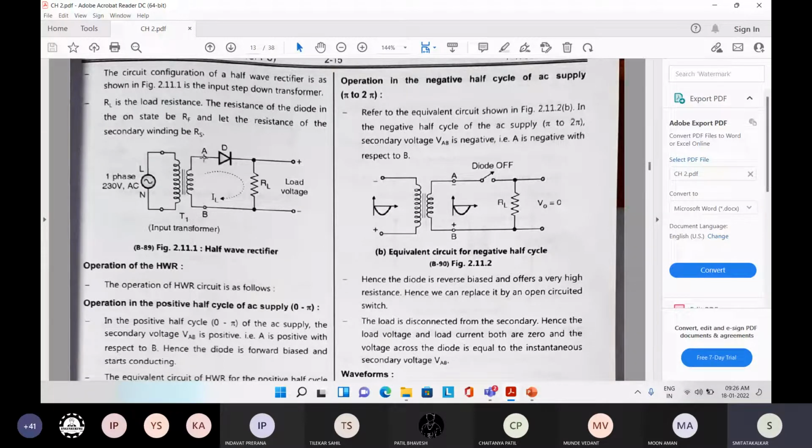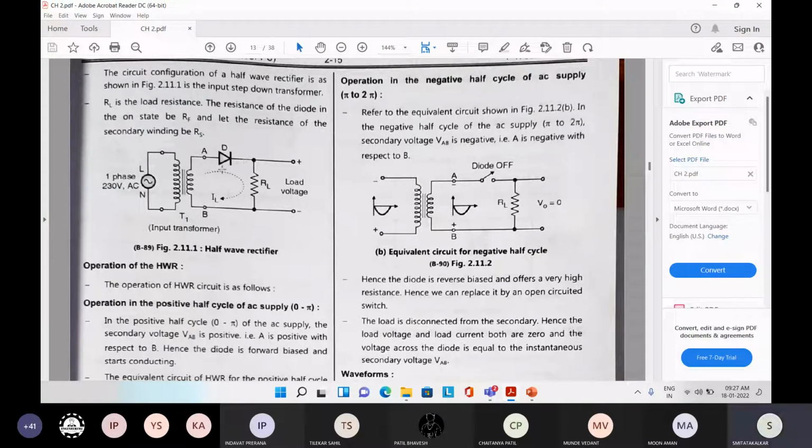Means terminal A, the secondary point. Supply is connected. L means positive and N means negative. The lower side is connected to negative and the upper side is connected to positive. Here it is connected to the diode. After the diode, the diode has an anode. Anode means positive or negative? Negative. Yes. And cathode. Anode is positive. Cathode is negative.